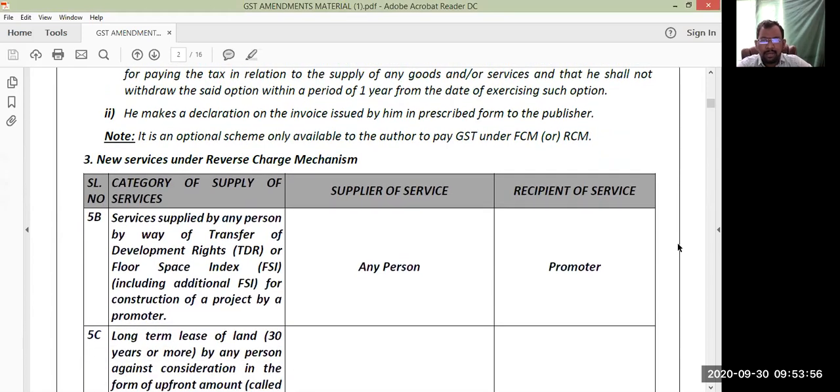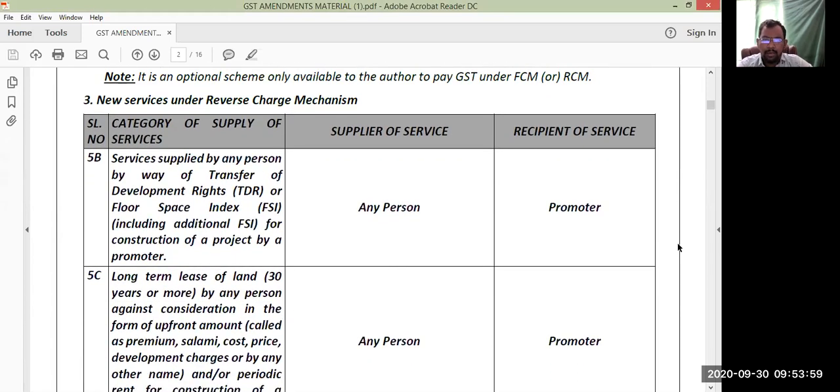Some new services covered under the reverse charge mechanism. In that first one, services supplied by any person by way of transfer of development rights of floor space index, including additional floor space index, for the construction of a project by a promoter. Transfer of development rights. The same kind of transaction we have in income tax as well. In capital gains, we studied section 45(5)(a), joint development agreements. Same transaction.